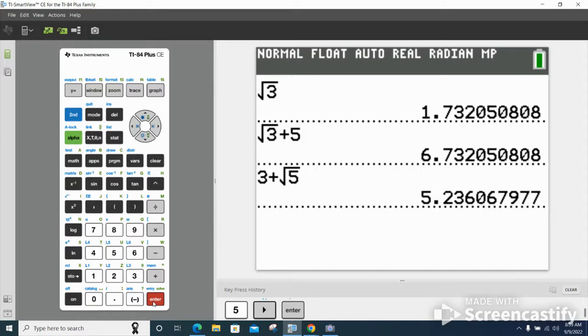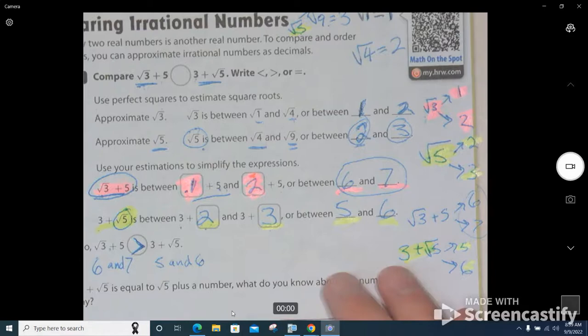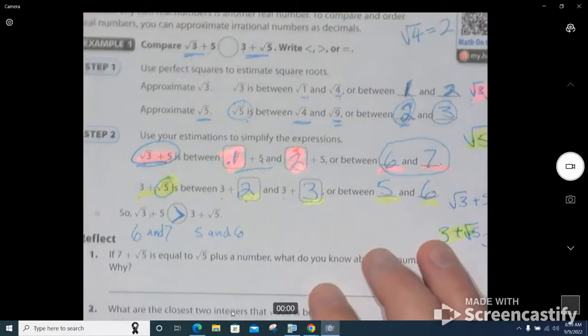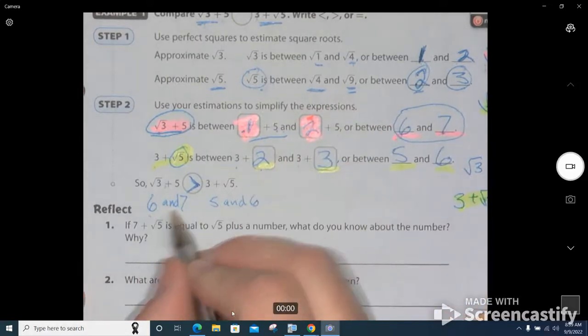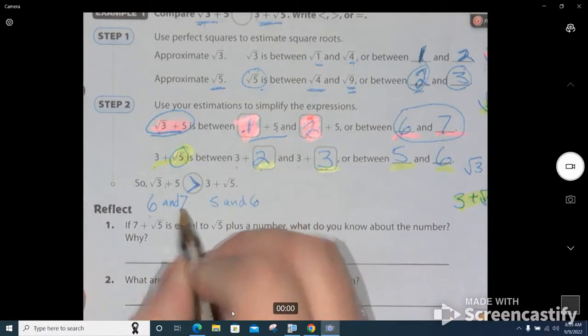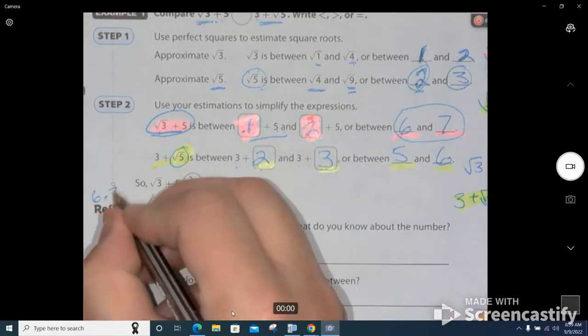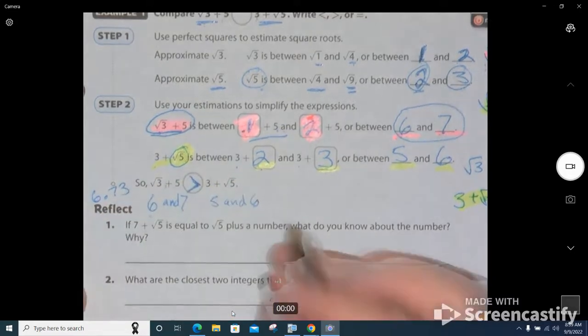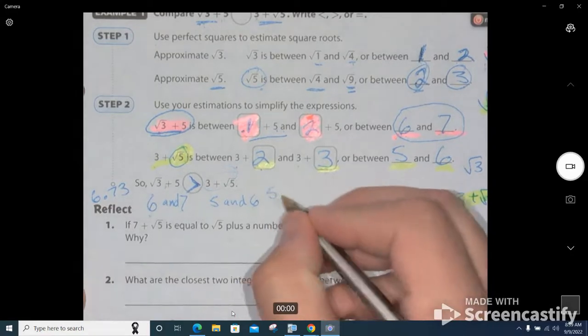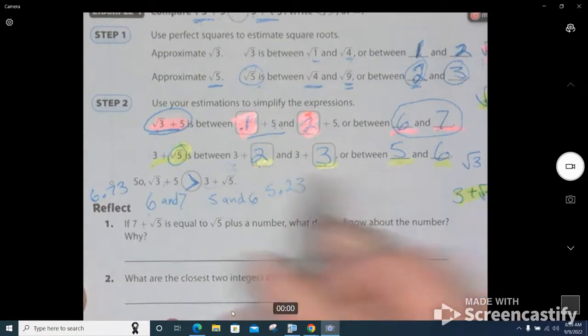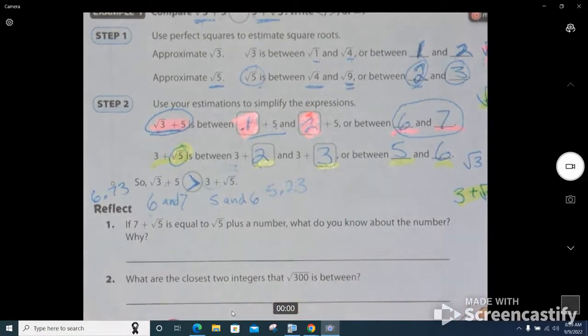So what we did is, if we come back, what we did is we approximated that this value is between 6 and 7. We actually know now that it's 6.73. We approximated that this is between 5 and 6. We actually know now it's 5.23. And then we had to figure out which one's bigger. Did that help?